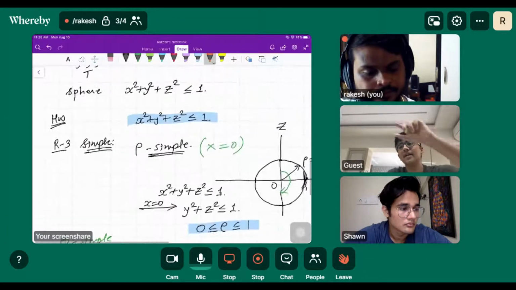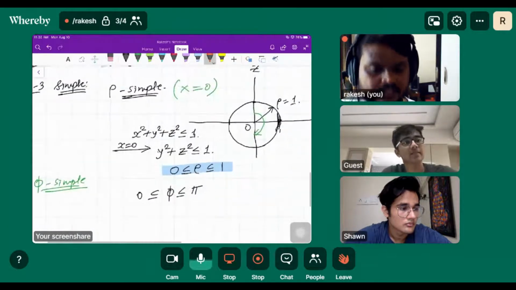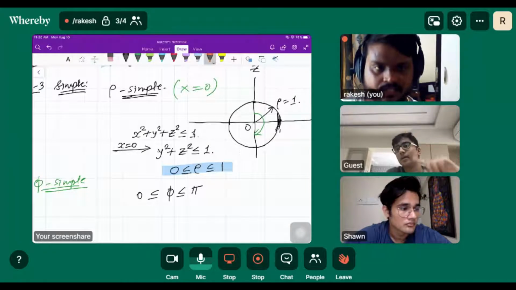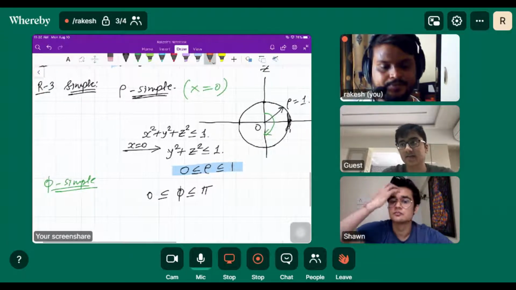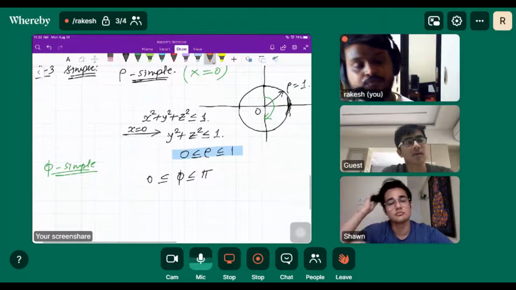Because the wedge can be anywhere, that is why theta is between 0 and 2 pi. It can be around the whole z axis or anywhere.